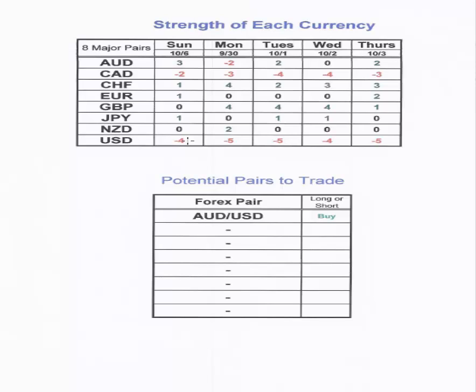We're only going to use strong currencies between +3 and +7, and weak currencies between -3 and -7. Our objective is to match the strongest currencies with the weakest currencies so that we can find the highest probability Forex pairs to trade. Today we had 1 potential pair to trade, and this is the Aussie US dollar. And this would be going long or buying the Forex pair.